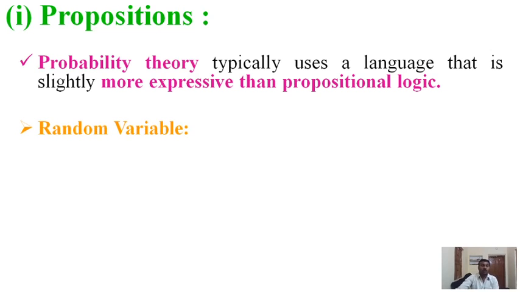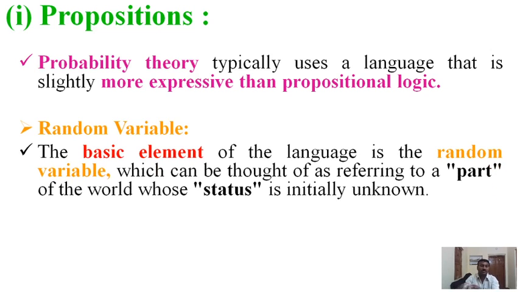Then these propositions may contain random variables, which is the main point. Here three different types of random variables are there. But before discussing that, what is meant by a random variable? A variable which may be selected randomly. Such types of variables come under random variables.